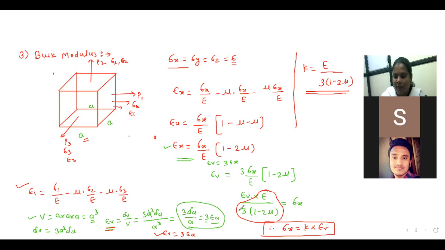And this E divided by 3 in bracket 1 minus 2 mu is called K. So this is called the bulk modulus. So sigma x is equal to K into epsilon V, and our third elastic constant, the bulk modulus K, is equal to Young's modulus divided by 3 in bracket 1 minus 2 mu. So this is our third elastic constant, called the bulk modulus.